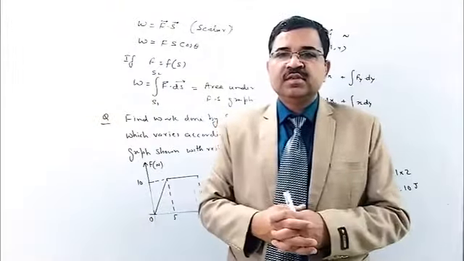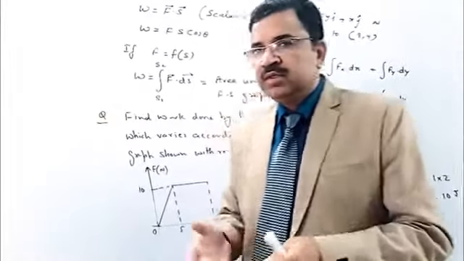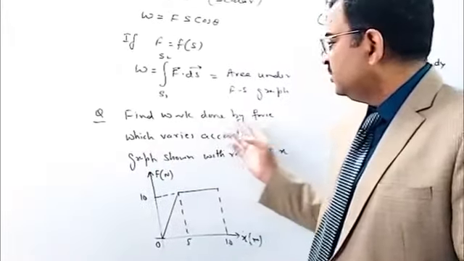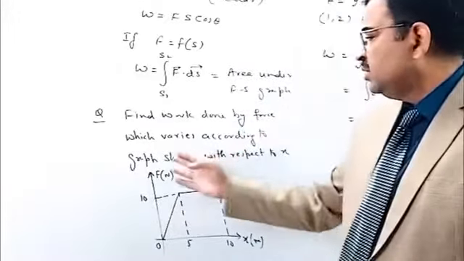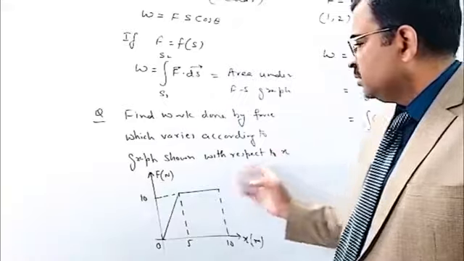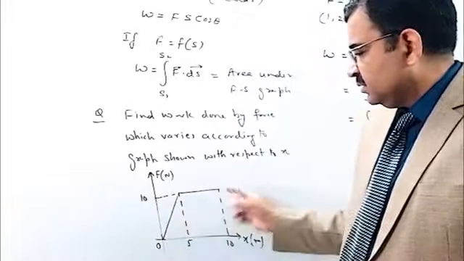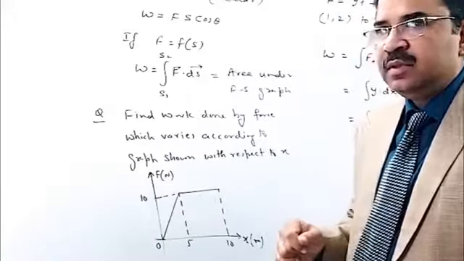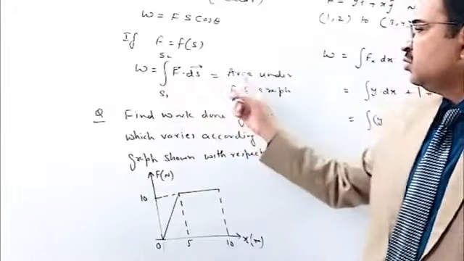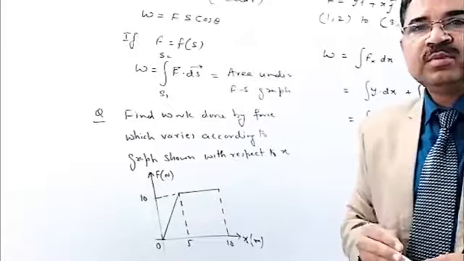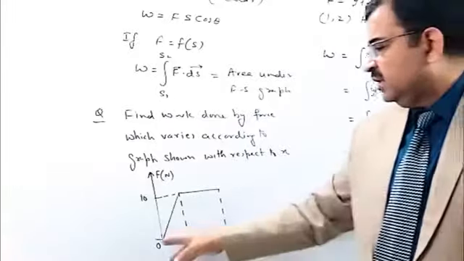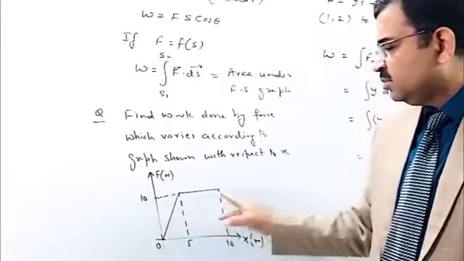Now students, let us consider one more question based on graph. It's a simple question that find the work done by a force which varies according to the graph shown with respect to x. Now this is the force and position graph, and this graph is like this. Now we have to find the work done. Now we know that work is also given by area under the force displacement graph. So just we have to find the area of this graph, and it is a trapezium.